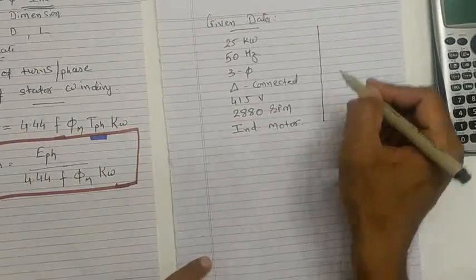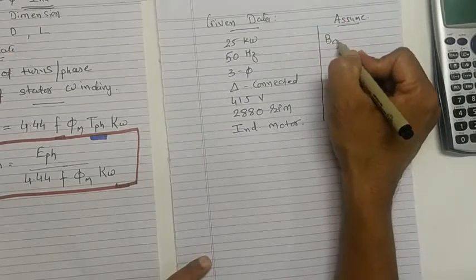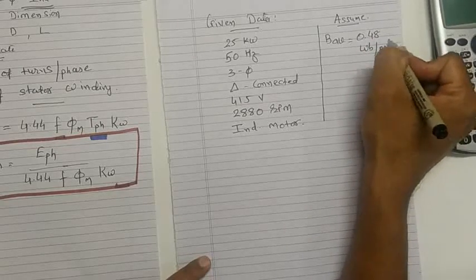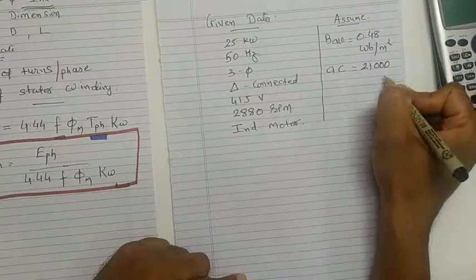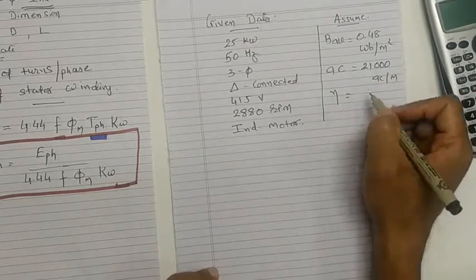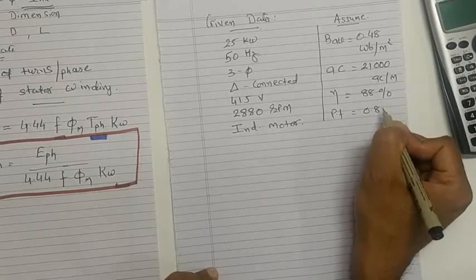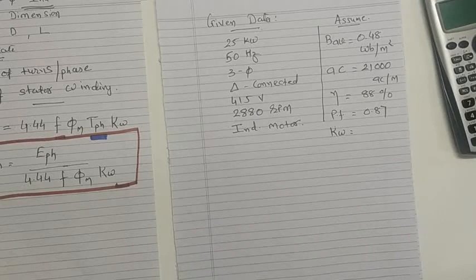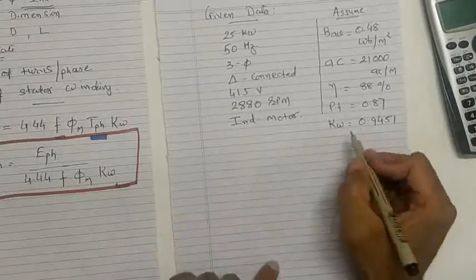At the same time, this data is also given for assumption: specific magnetic loading 0.48 Weber per meter square, specific electric loading 21,000 ampere conductor per meter, efficiency 88%, power factor 0.87, and the winding factor, coefficient of stator winding, that is 0.9451. In this numerical it is given.